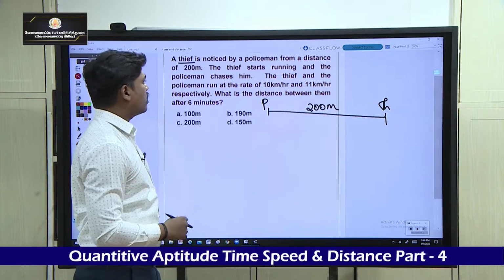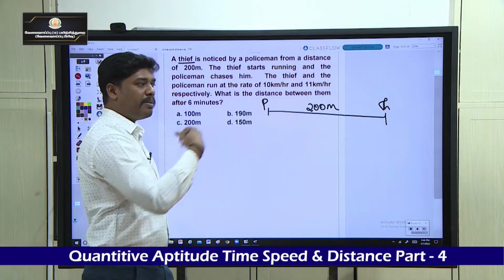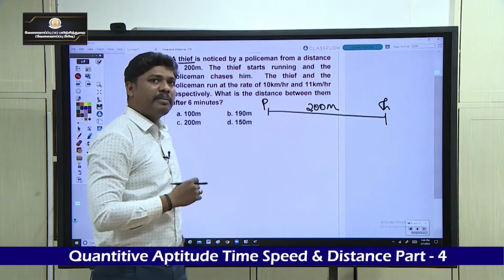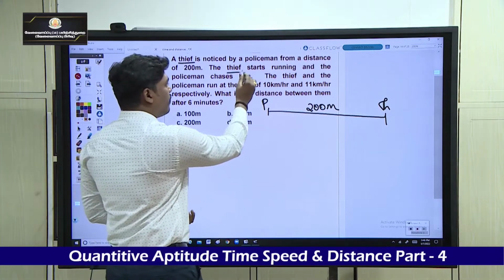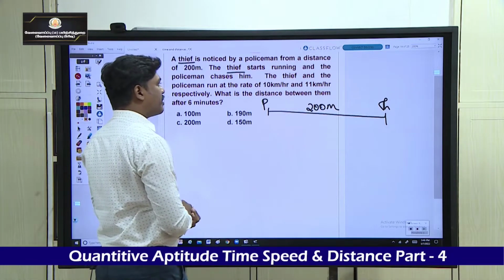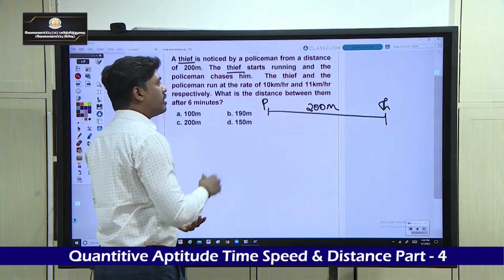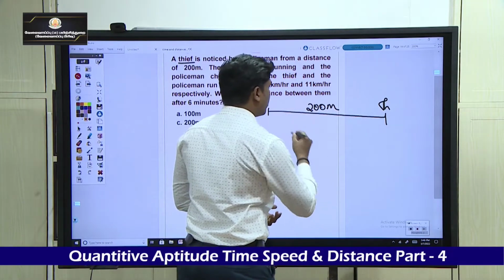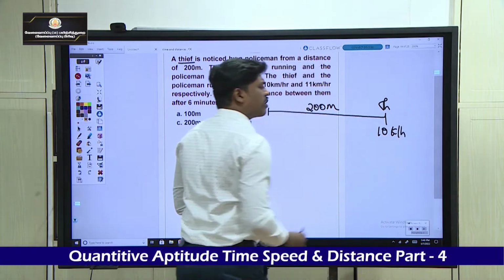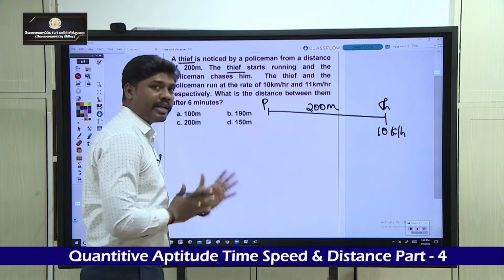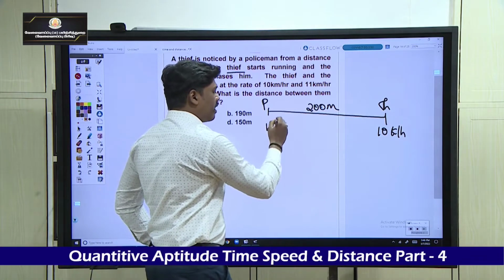So, then what happens? Upon seeing me, he starts running and I am chasing him. The thief starts running and the policeman chases him. The thief is running at a speed of 10 km per hour. I am running at a speed of 11 km per hour.